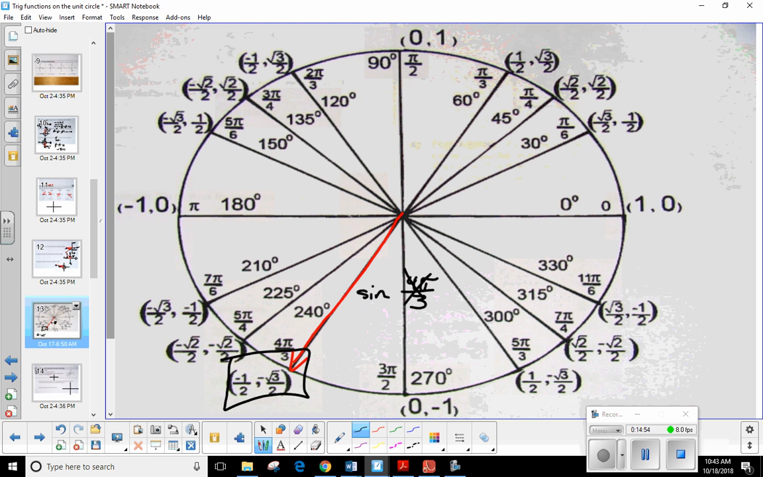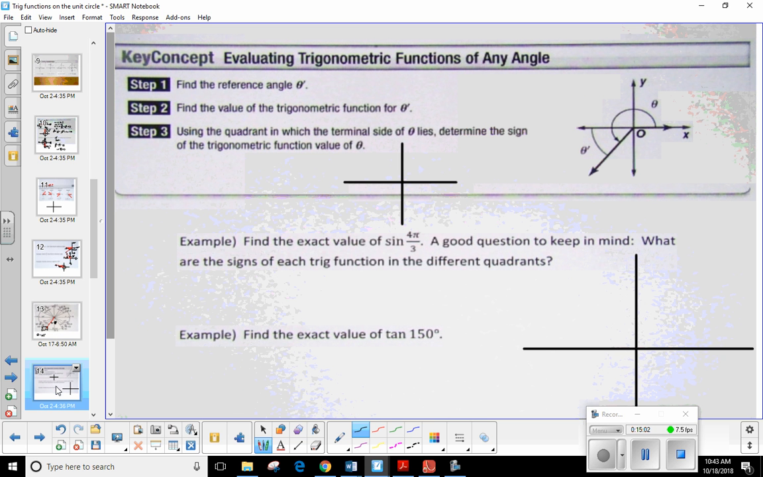Sine just wants the y value. Well, what's the y value at that location? Negative square root of 3 over 2. Okay. So the sine of 4 pi over 3 is just negative square root of 3 over 2. So see, if you have a unit circle, it makes it really easy. And all we're going to be dealing with now are the 16 points that we see on the unit circle. Eventually, we're going to go beyond that, but not just yet. Okay, so it has to be one of those 16 points.